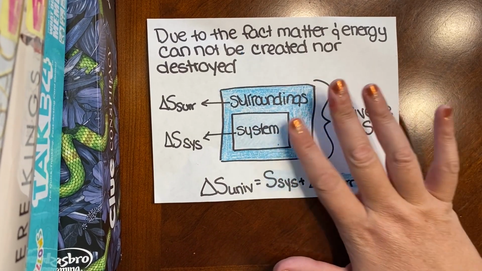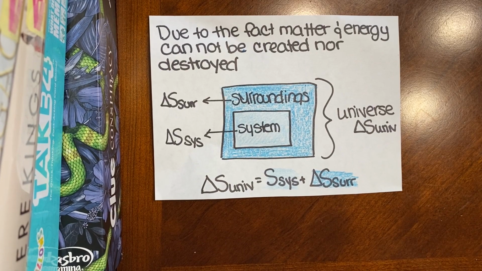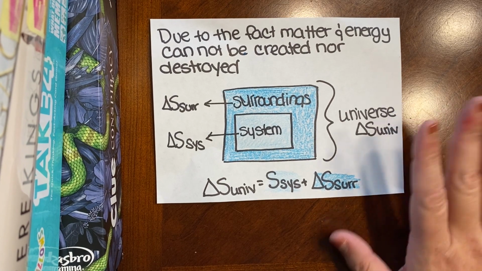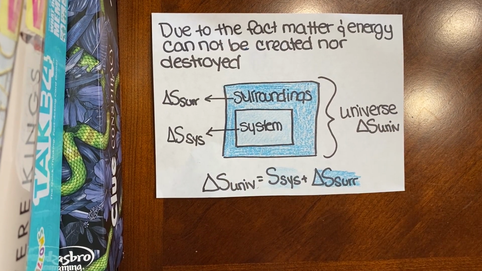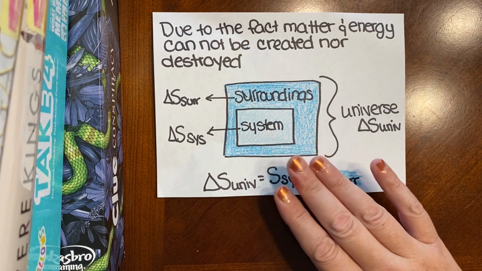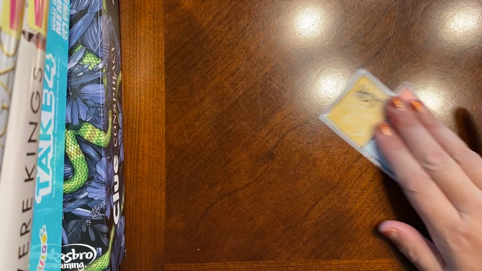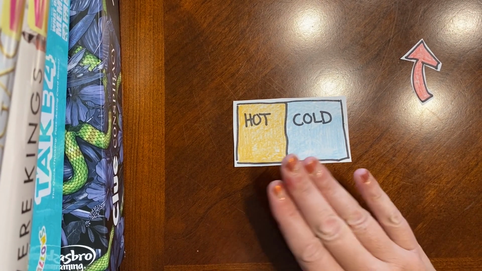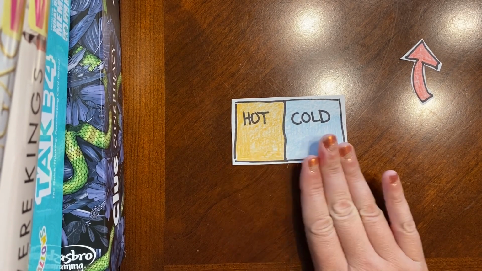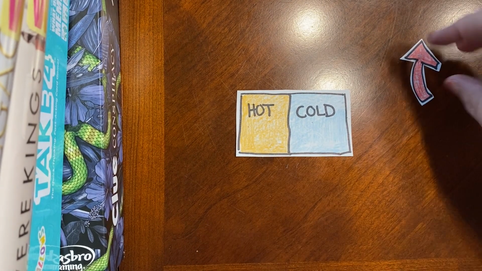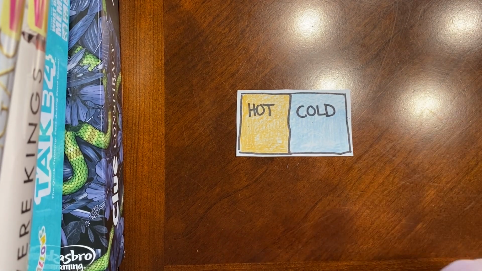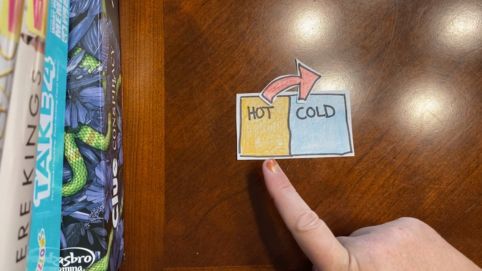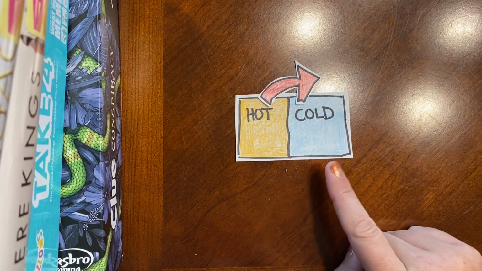Now the surroundings and the system will always be stated for you, so that way you can determine what the universe is that they're talking about. So if we take this one step further, we can talk about heat and cold. If you put two objects together, one that's very hot and one that's very cold, we're going to have all of our heat transfer from the hot to the cold spontaneously.